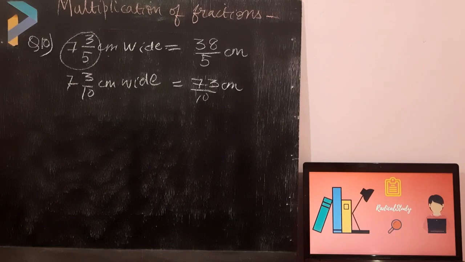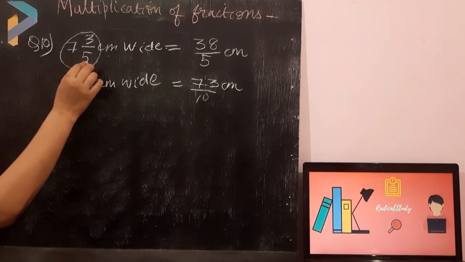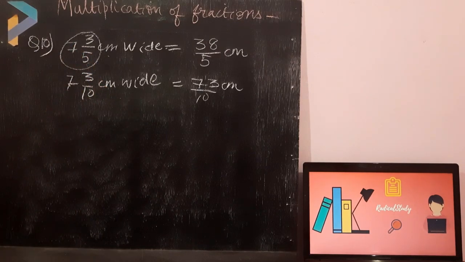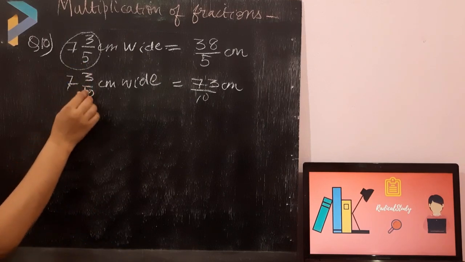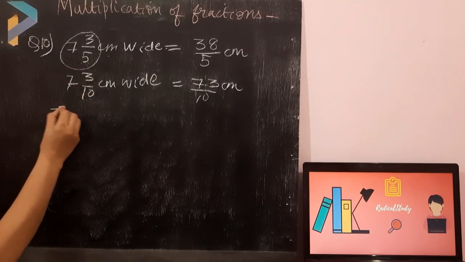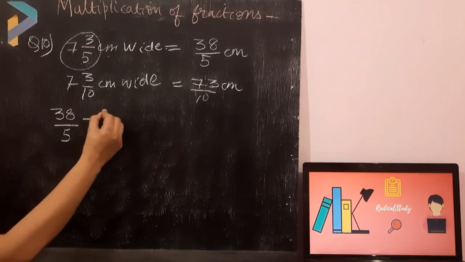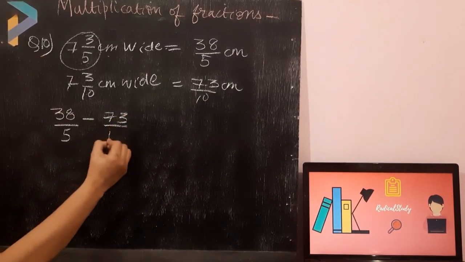Now, to check how much we have to trim, we have to subtract. So, this is bigger, we have to trim this. So, in subtraction, the bigger number is written firstly. So this fraction is bigger than this, and this is the one we have to trim. So we are going to subtract like this. 38 upon 5 minus 73 upon 10.